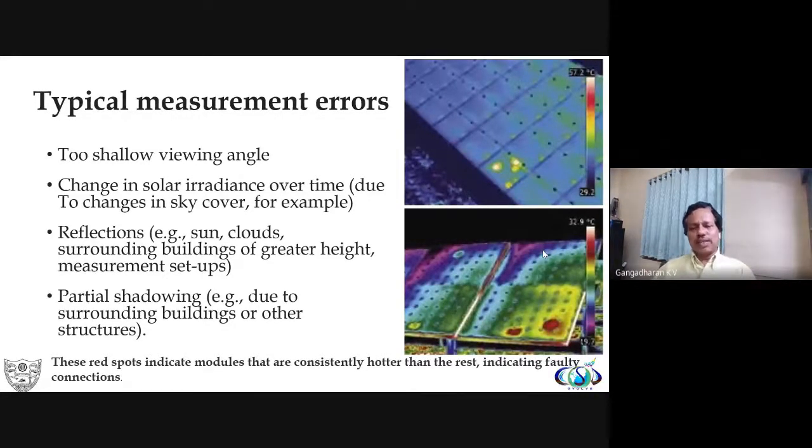Change in solar irradiance over time, especially for a large farm. We take it in slots. So in the morning we might have done one flying, then take the reading.